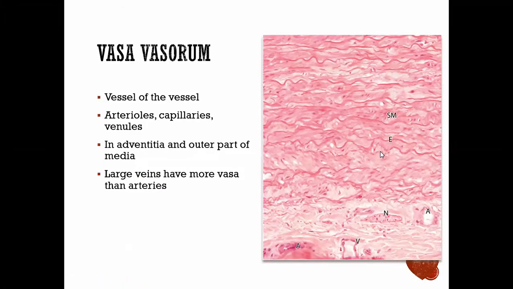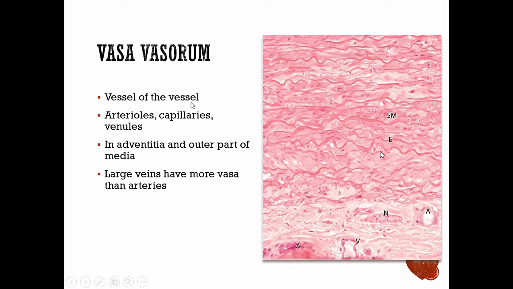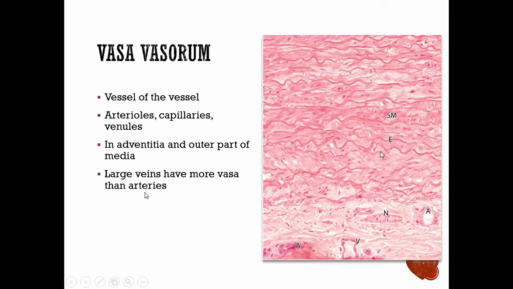Okay, now vasa vasorum. Vasa vasorum means the vessel of the vessel, meaning to say these are the blood vessels that supply your vessels. So they could be supplying your arterioles, your capillaries, or the venules. They are located in the adventitia and outer part of the media. The large veins have more vasa vasorum compared to the large arteries.